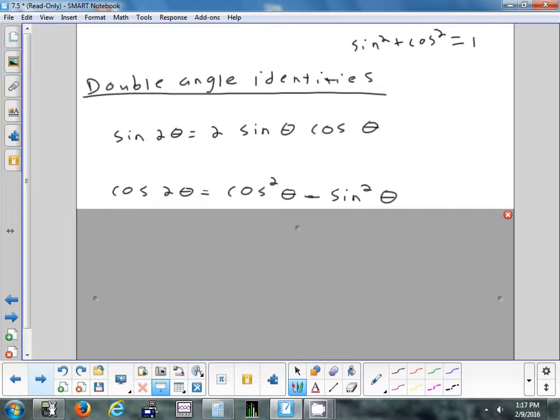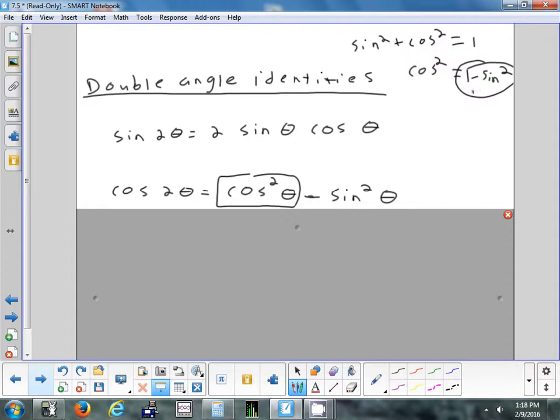Let's get rid of this. What I'm going to do is solve this formula for cosine squared. What would you get if you solve our trig identity for cosine squared? 1 minus sine squared. Just bring that sine squared to the other side, and it's 1 minus sine squared.